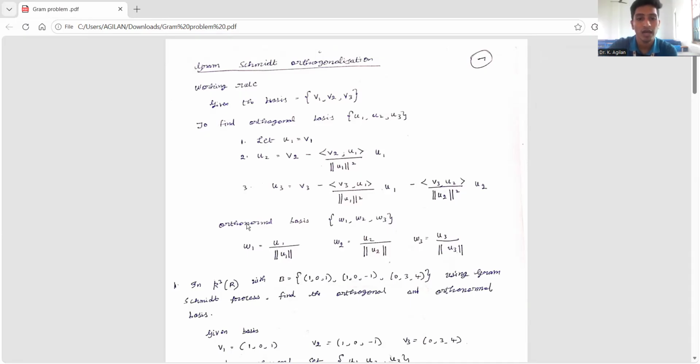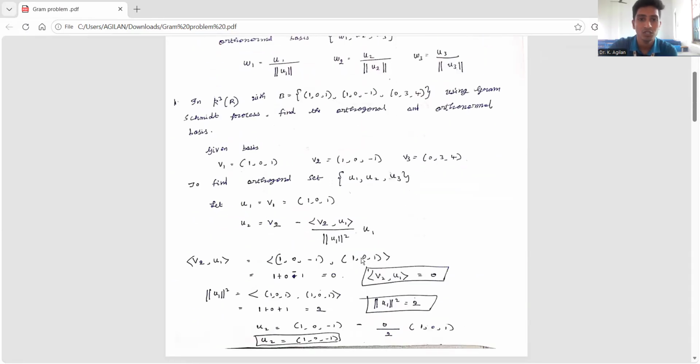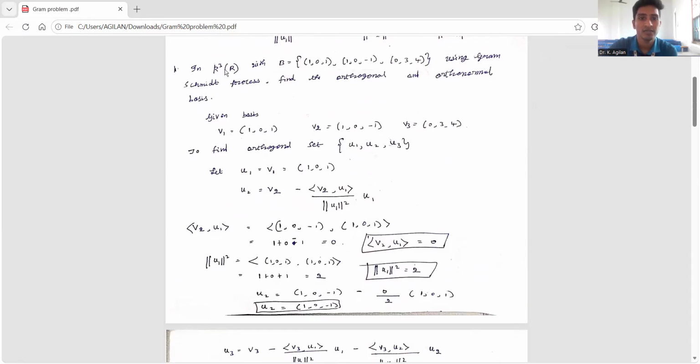Fine. So the orthogonal basis is W1, W2, W3. W1 is nothing but U1 divided by norm of U1, whereas W2 and W3 are similarly U2 divided by norm of U2, and U3 divided by norm of U3. So apply these formulas to our problem, then we can find the orthogonal set U1, U2, U3 and the orthonormal basis W1, W2 and W3. So next, this is the problem.